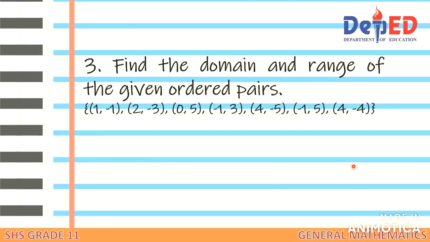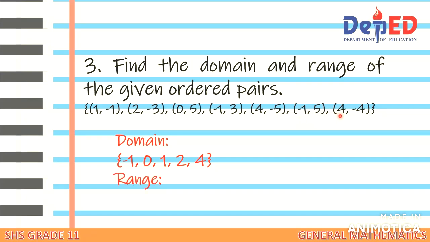Now, let's find the domain and range of the given ordered pairs. So let's find out the domain and check what the first coordinates are. So we have -1, 0, 1, 2, 4. 1, 2, 0, -1, 4, -1, and 4.